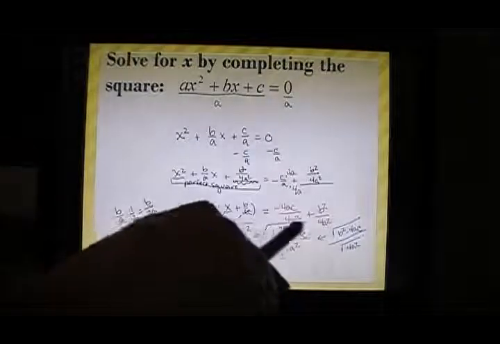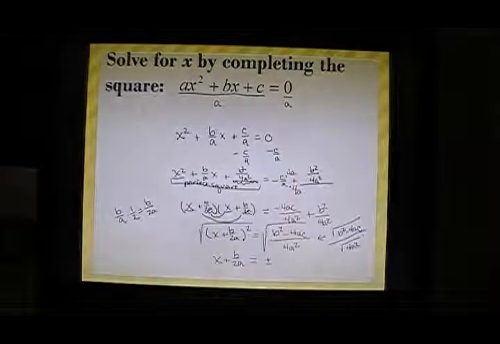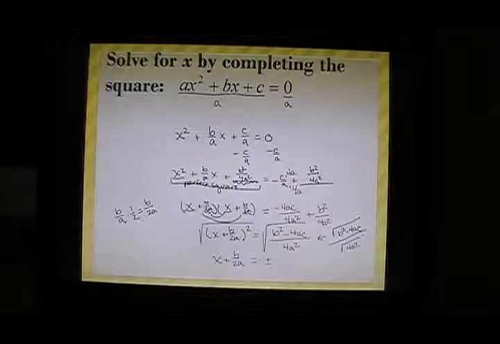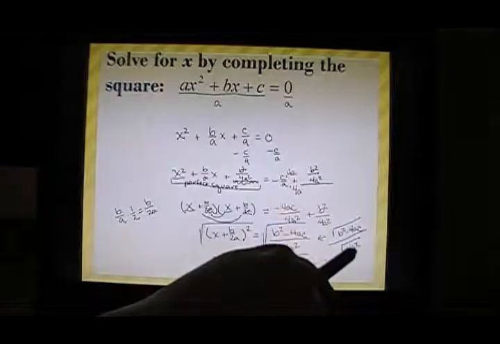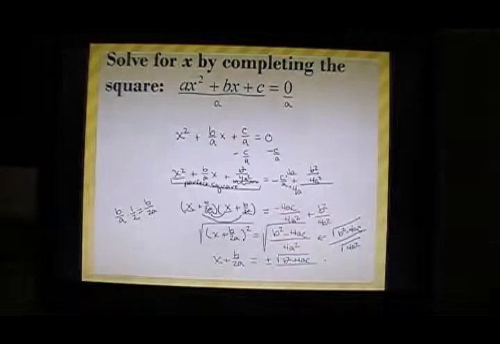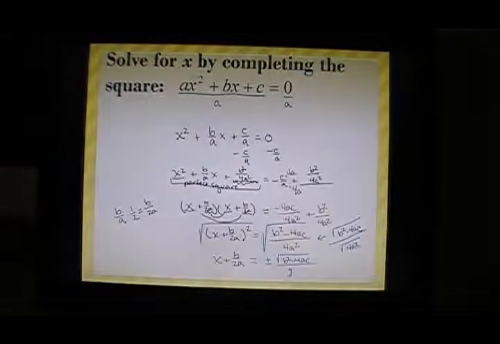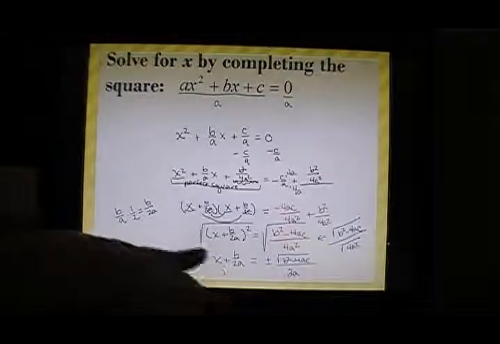When we take the square root of a fraction, it's often easier to break it into the square root of the numerator divided by the square root of the denominator. I can't do anything to simplify that numerator. It needs to stay the square root of b squared minus 4ac, but in the denominator, 4a squared is a perfect square. So the square root of 4 is 2, and the square root of a squared is a. So this is 2a. And now my last step is getting x by itself.